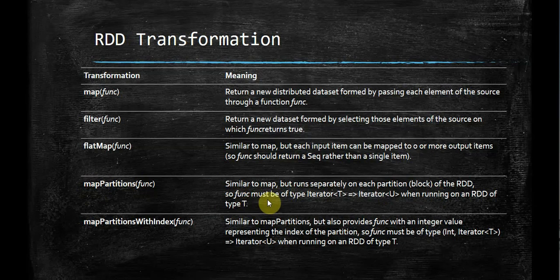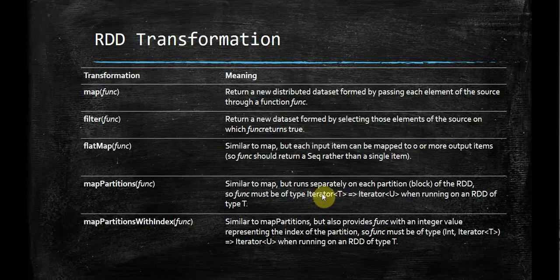Okay, and it says the function must be of type iterator, when running on an RDD of type T. So iterator is nothing but, because it runs on a partition, if you have suppose 50 records with 5 partitions, every partition will have 10 records. So it would give you the iterator with the help of which you can traverse each partition. So first iterator will have 1 to 10, second iterator will have 11 to 20, and so on and so forth. Okay, so let's look at the example of it.